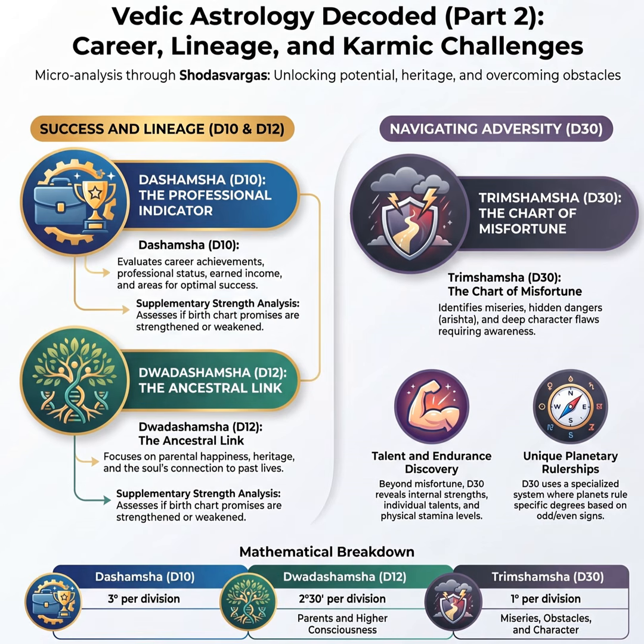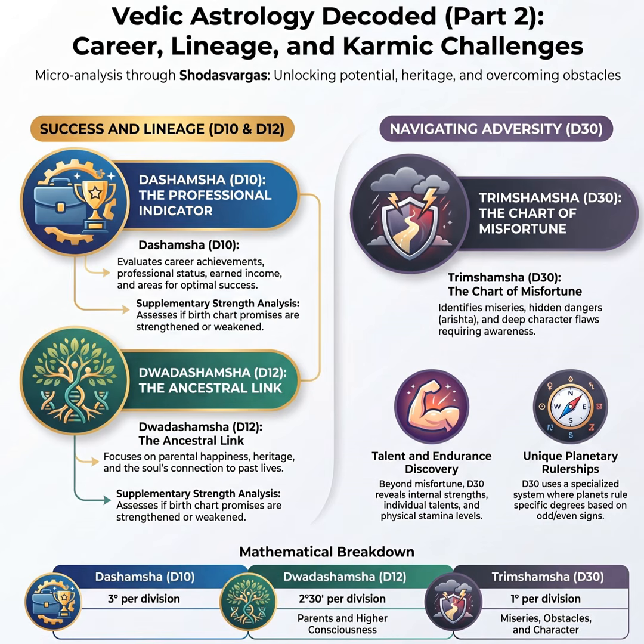Okay. But when we calculate your D10, we find that Jupiter is debilitated. Wait, let's define debilitated real quick for anyone new to that term. Yeah. Meaning the planet is sitting in a zodiac sign where it basically loses its power or feels deeply uncomfortable, right? It acts negatively. Spot on. It's struggling to express its natural positive energy.